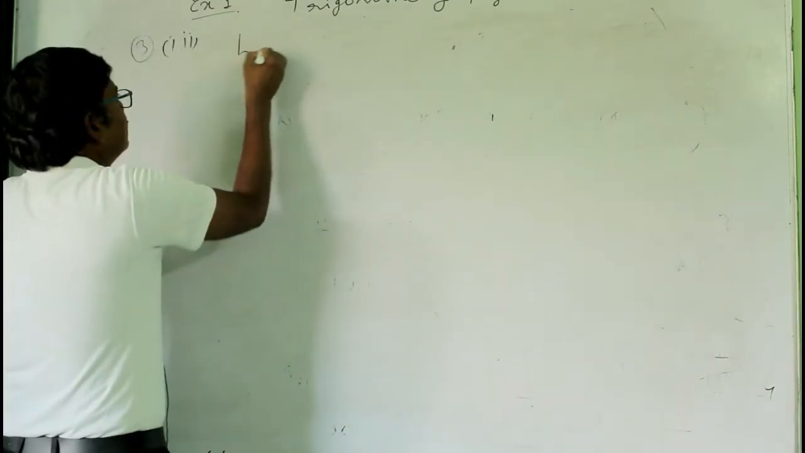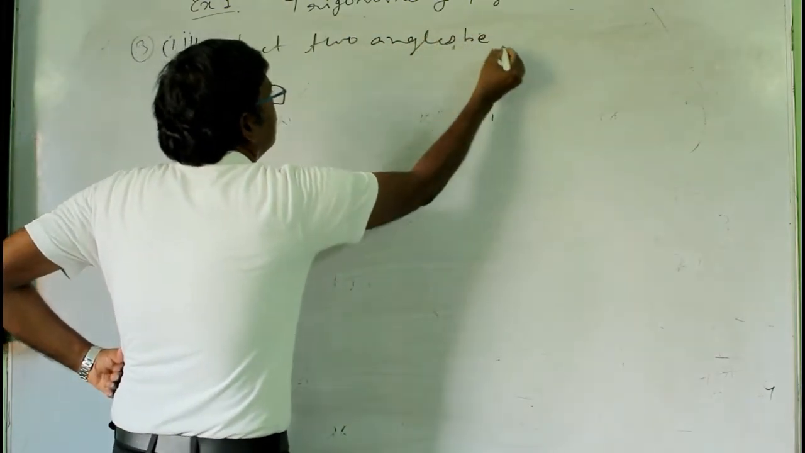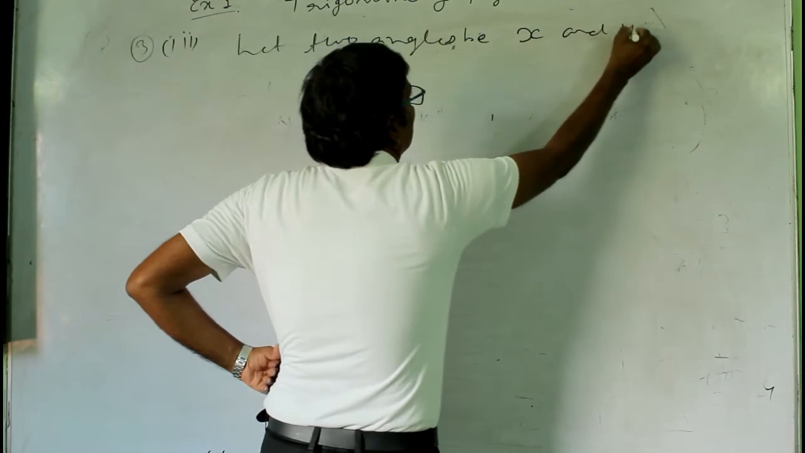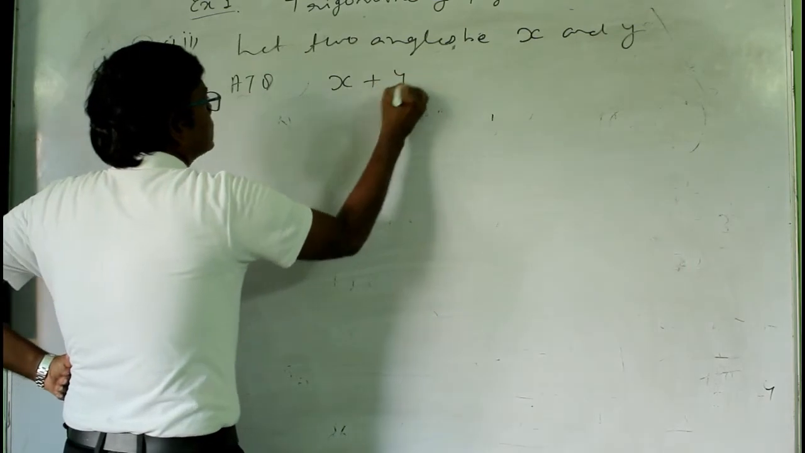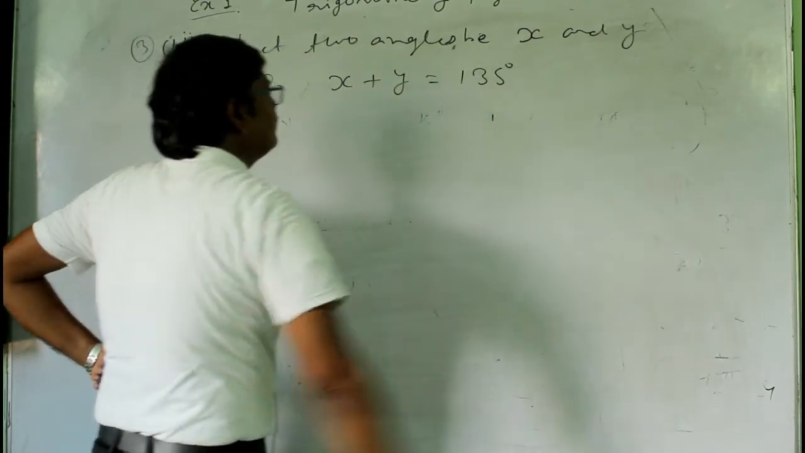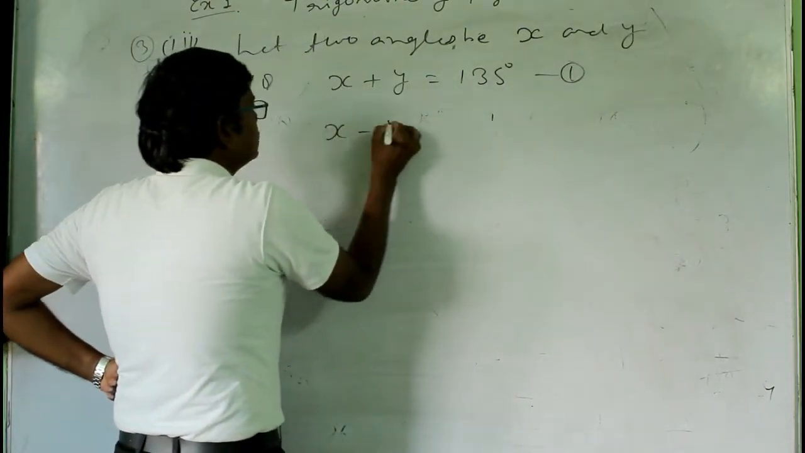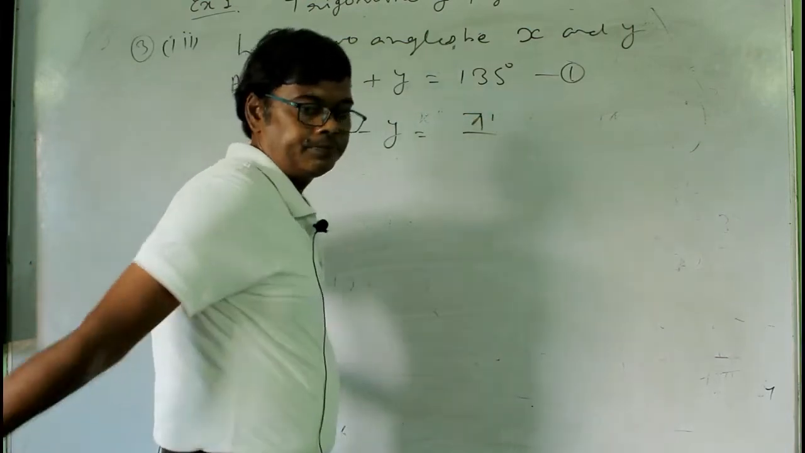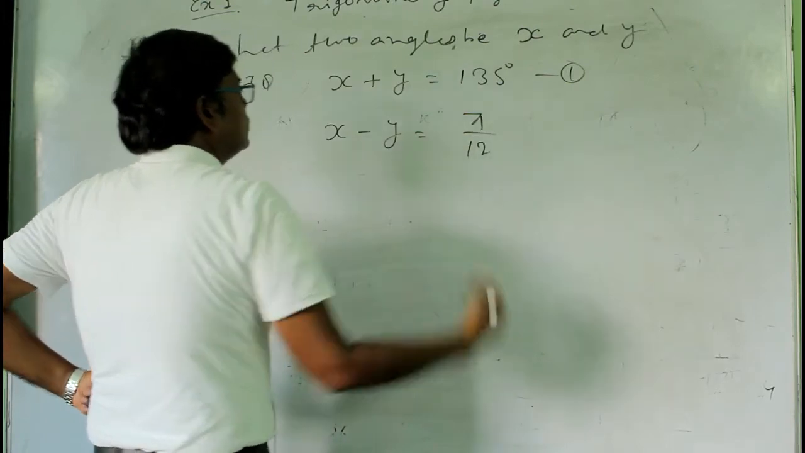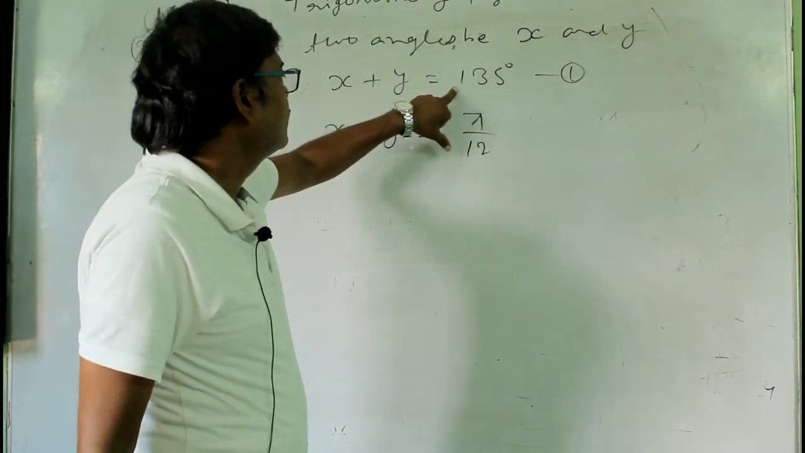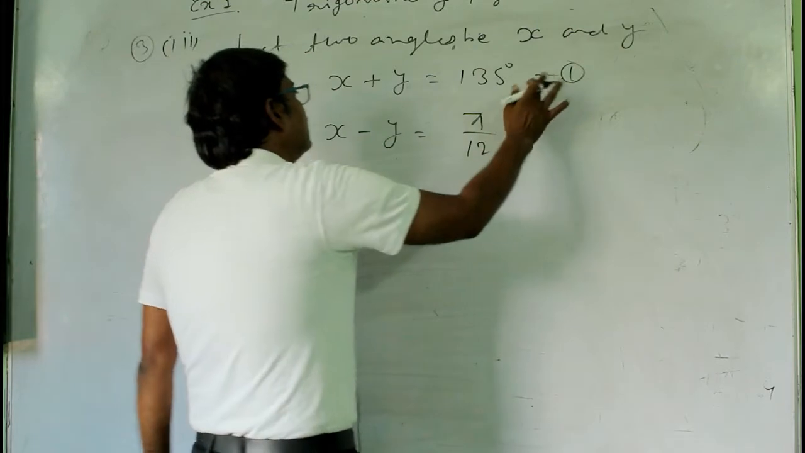So here first let two angles be x and y. Okay. Then here according to the question, x plus y, that is the sum of angles, is equal to 135 degree. Okay. And this is equation number 1 suppose, and the difference is x minus y equal to pi by 12. Okay, pi by 12. So this is in radian. And because this is in degree, convert this into radian. That will be better.